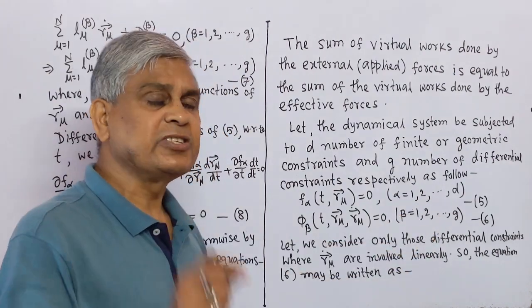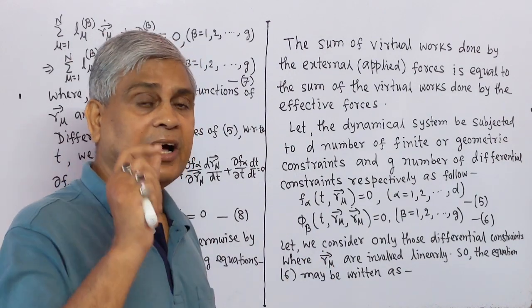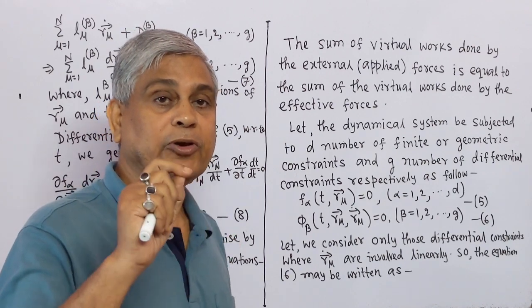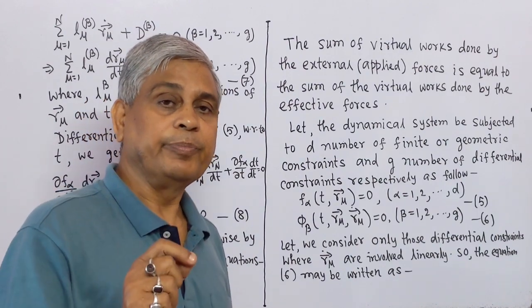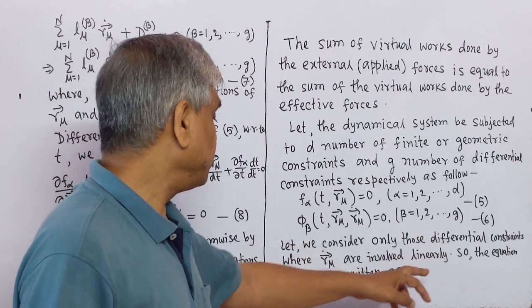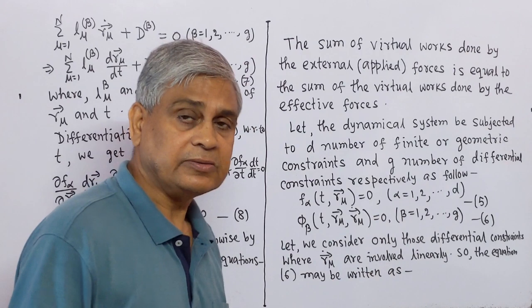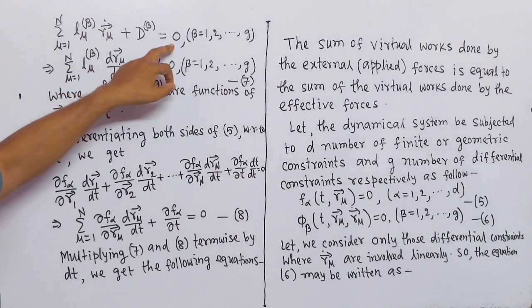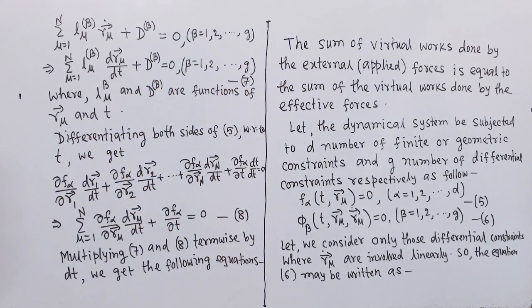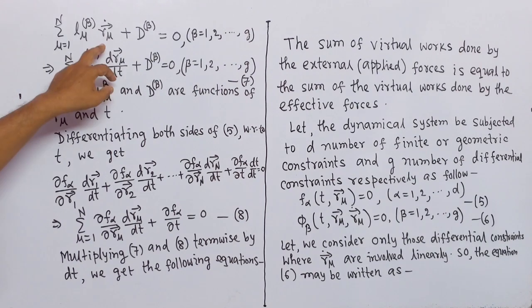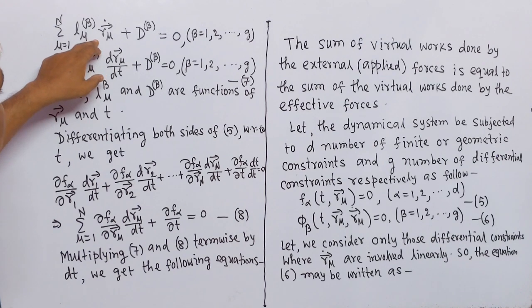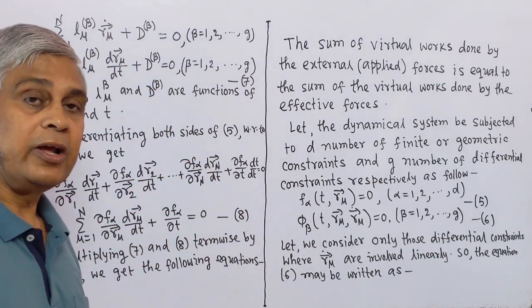Let us consider only those differential constraints where r_mu dot vector is involved linearly. Linearly means degree 1, that is, the power of r_mu dot equals 1, a derivative of degree 1. So equation 6 may be written as the sum over mu equal to 1 to n of l_mu beta dot r_mu dot plus d_beta equals 0, beta equals 1, 2, ..., g. Here r_mu dot vector has only degree 1, that is power 1. So this equation represents a linear differential equation, and it also represents the equations for differential constraints.